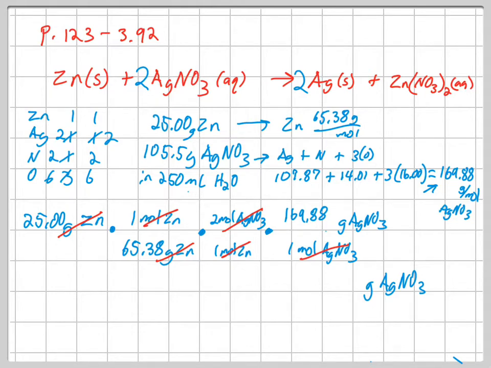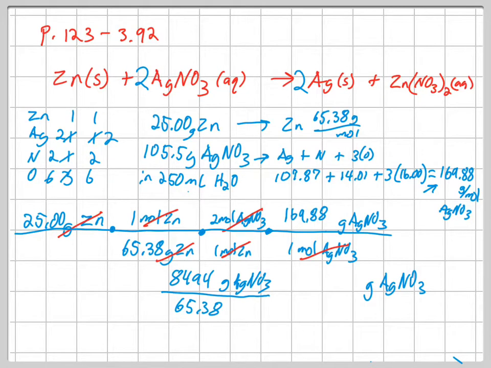Okay, so I need to take this top number 25, we multiply that by 1, and then multiply it by 2, and then multiply it by 169.88. So we're going to multiply that out, 25 times 2 times 169.88, equals, I got 8494 grams silver nitrate all over, and then the bottom part is 65.38. Now, what we did there is we multiplied everything on the top. Let's draw a line that goes right through here, and then you'll divide it by everything on the bottom multiplied out. Well, now we got this ratio.